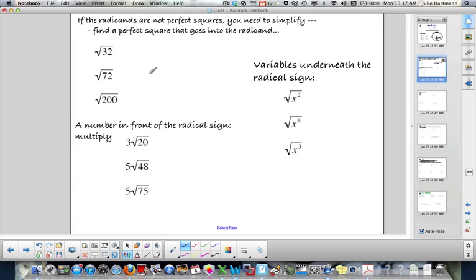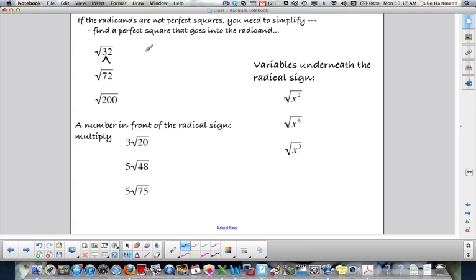Now, this I'm going to briefly go over because we've done this. All right, 32 can split to 16 times 2. And when you do the square roots, the square root of 16 is 4. And the square root of 2 we do not know, so it is 4 root 2. Okay, those we've done. The number in front just means we multiply. So if you were to split 20 to 4 times 5, when you do the square root of 4 is 2, so 3 times 2 times root 5 would be 6 root 5.